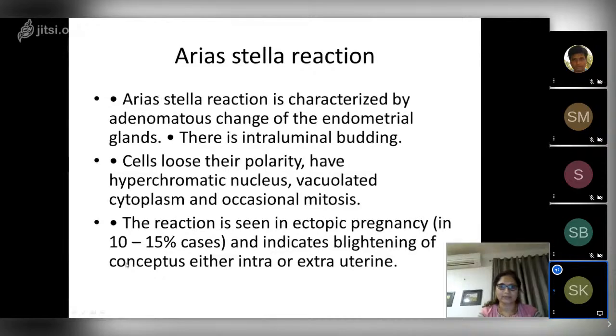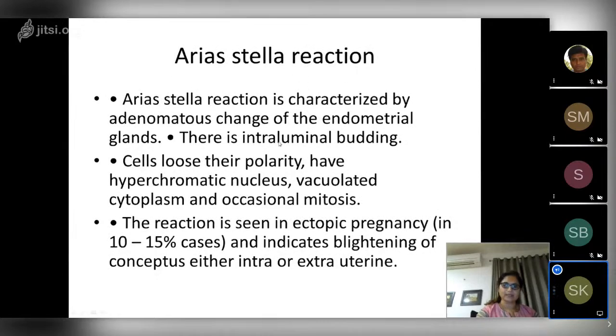Now, the reaction is seen in ectopic pregnancy in 10 to 15% of the cases, and it indicates blighting of the conceptus, either intra or extrauterine. So remember, Arya-Stella reaction is seen in blighting of the conceptus. That means when the conceptus or the fetus stops growing, it gets blighted, or it stops growing at a certain stage. The fetal tissue does not develop at all. So that is called blighting of the conceptus. And it is more specific for this condition. But remember, it is also seen in about 10 to 15% of the cases of ectopic pregnancy. Right? So this is the Arya-Stella reaction.